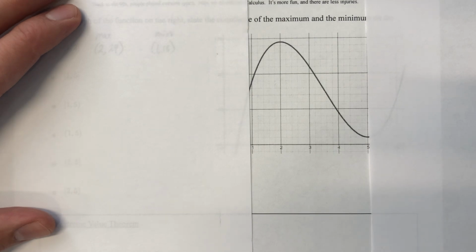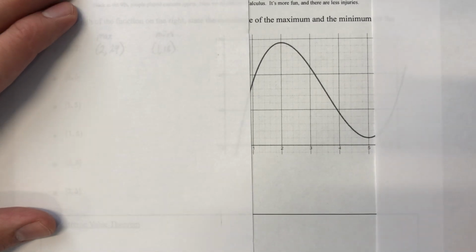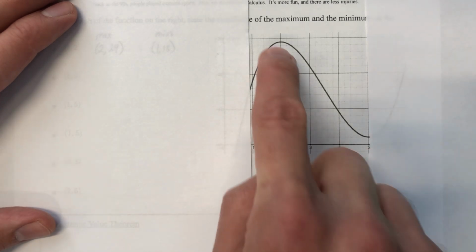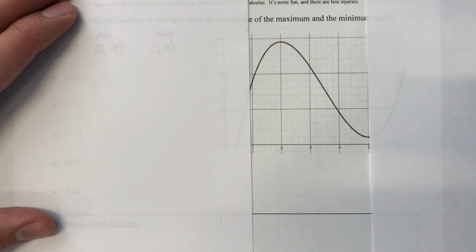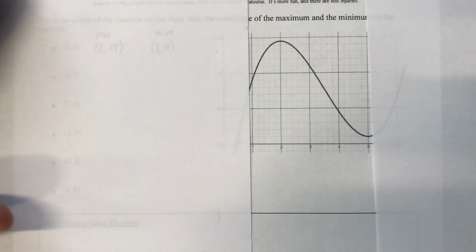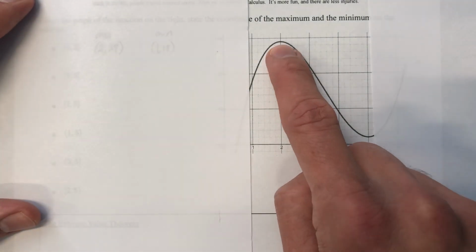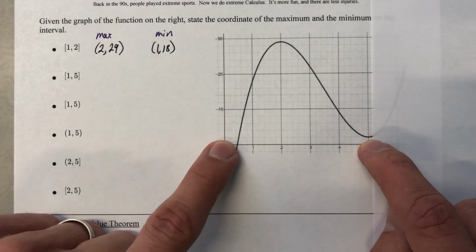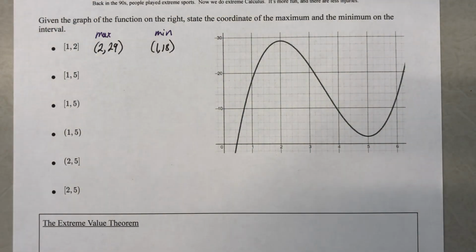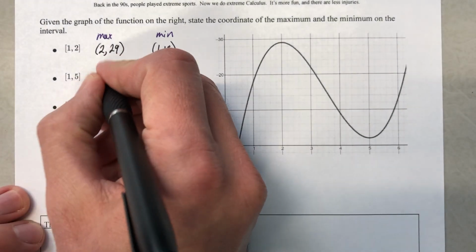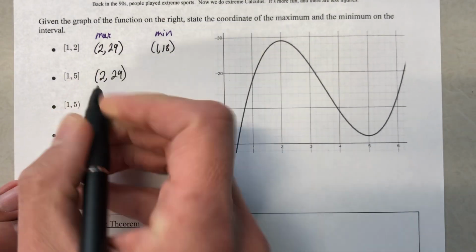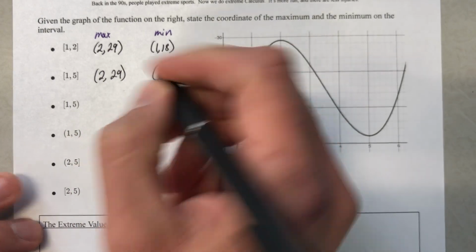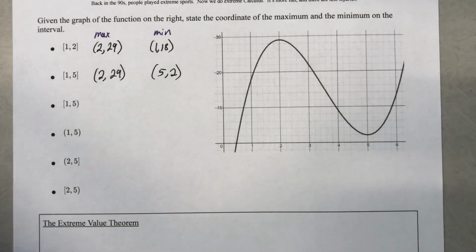So I'm going to jump ahead of myself a little bit here. You have the potential to have maximums and minimums at endpoints of an interval or where a derivative is equal to 0. There's one more place where that can occur. In the meantime, let's find the maximum, which is at 2 comma 29, and minimum, which is at 5 comma 2. All right. So max is 2 comma 29. Again, this is a coordinate, not an interval. And 5 comma 2.